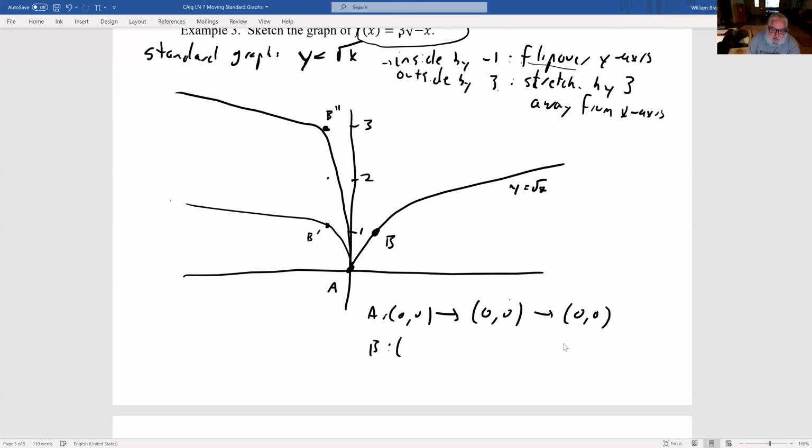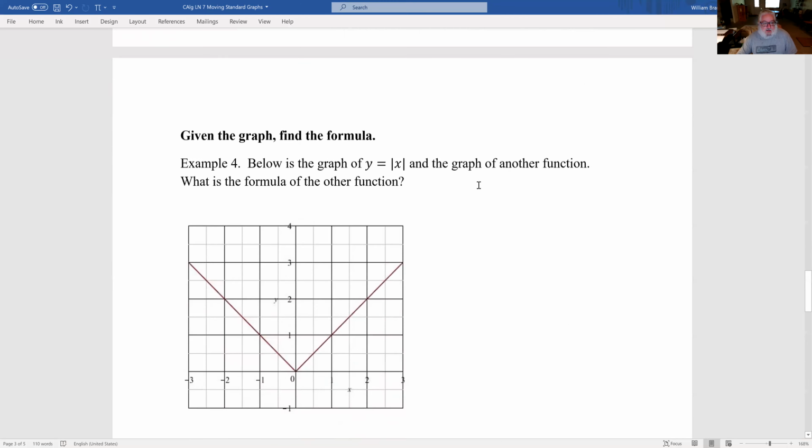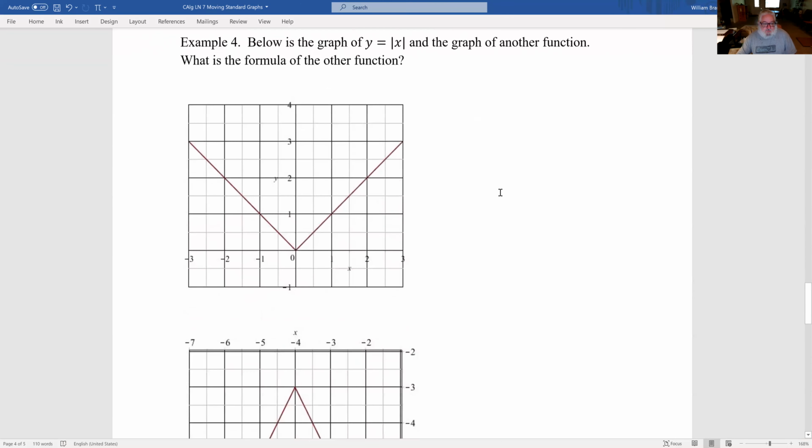B is the point 1, 1. Flipping it moves it to -1, 1. That's this part. And then multiplying the y coordinate by 3 stretches it out to 3, and then you draw on the graph of the square root function. So this is y equals 3 square root of -x. And note that if we take positive numbers, then minus a positive number is a negative number, so you can't take the square root of that. So here's the graph of y equals 3 square root of -x.